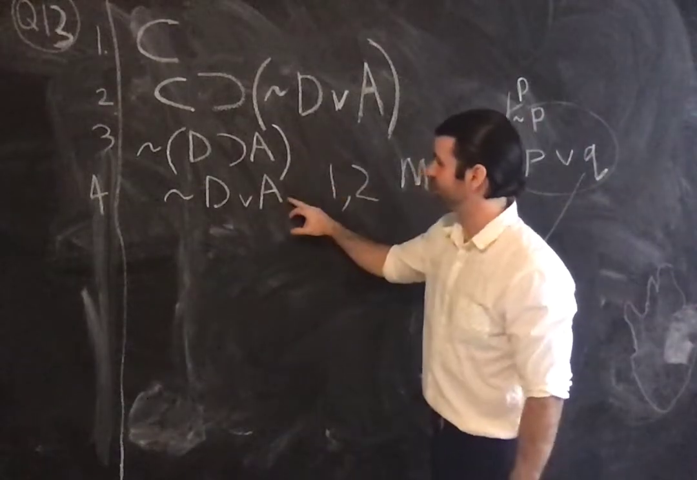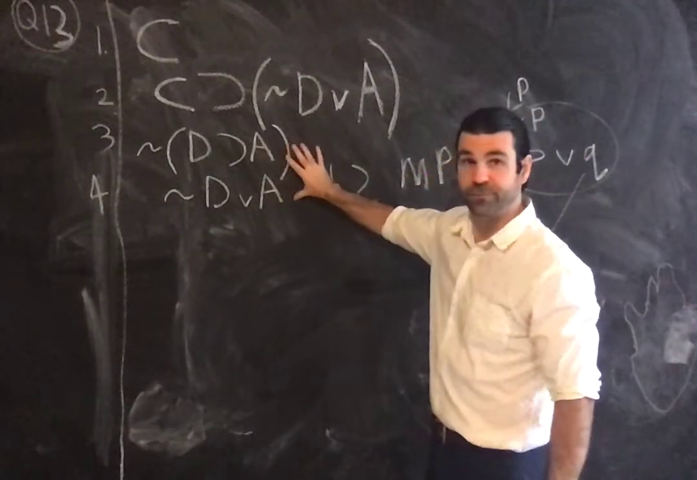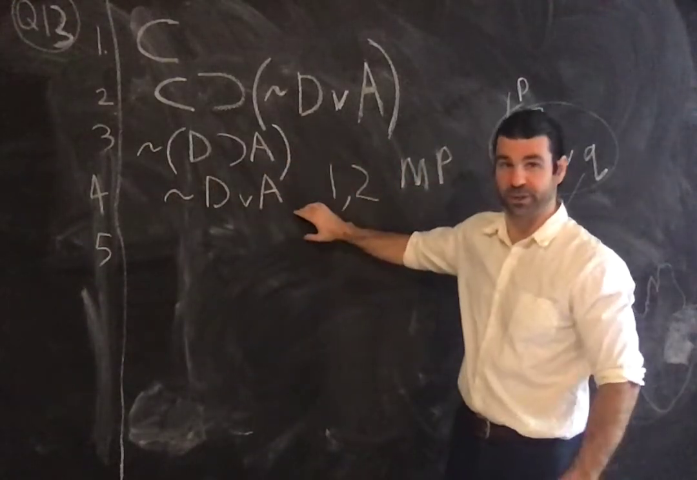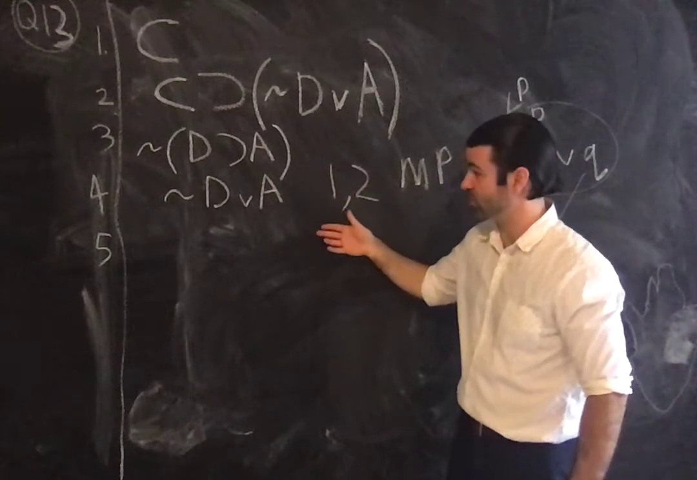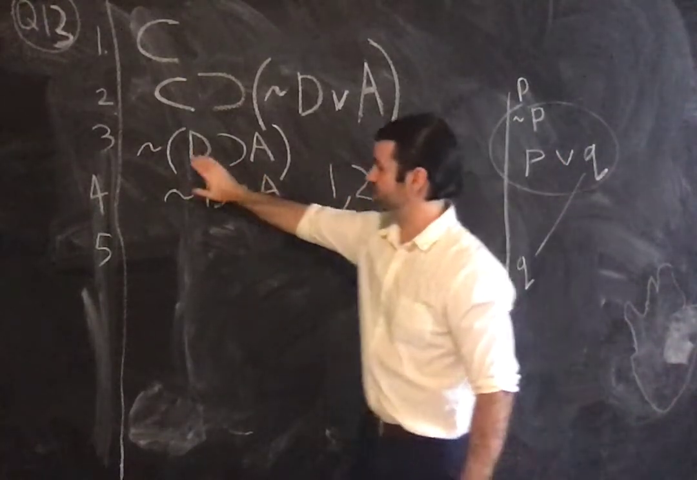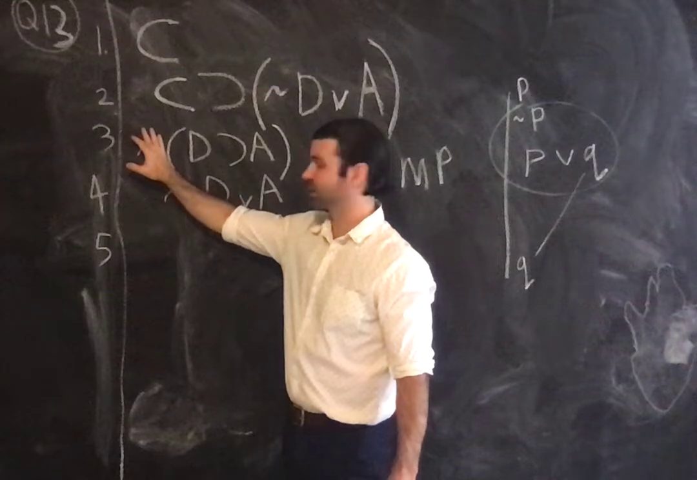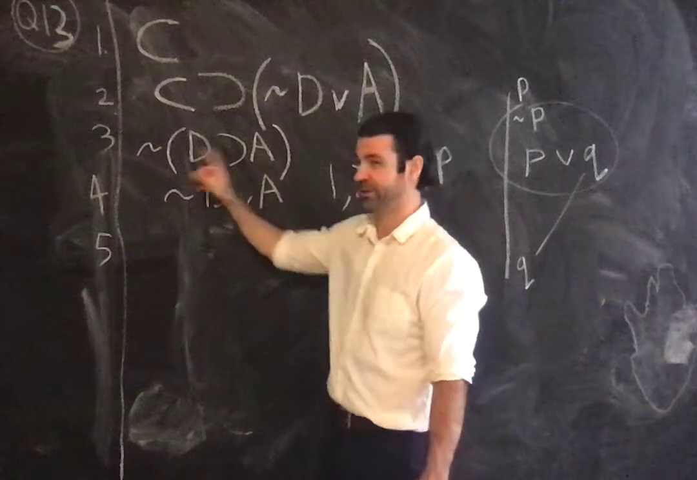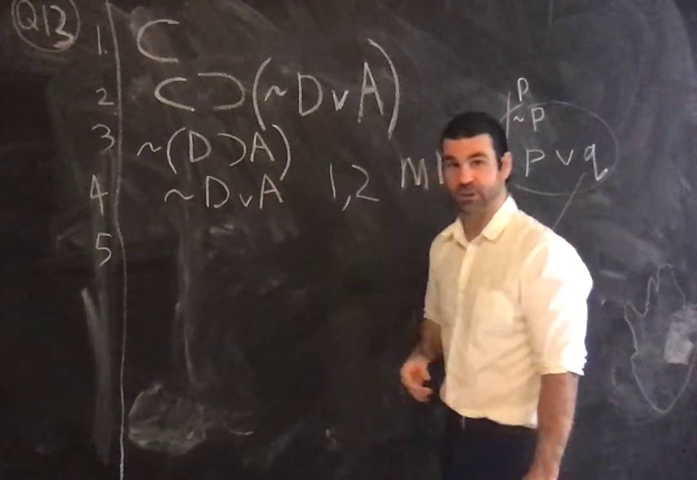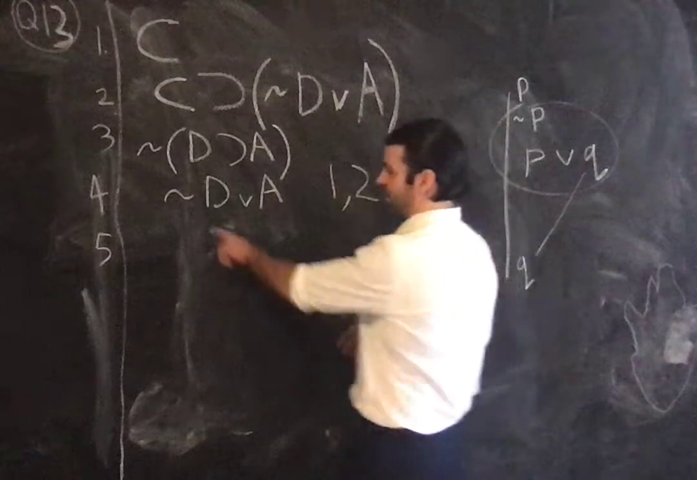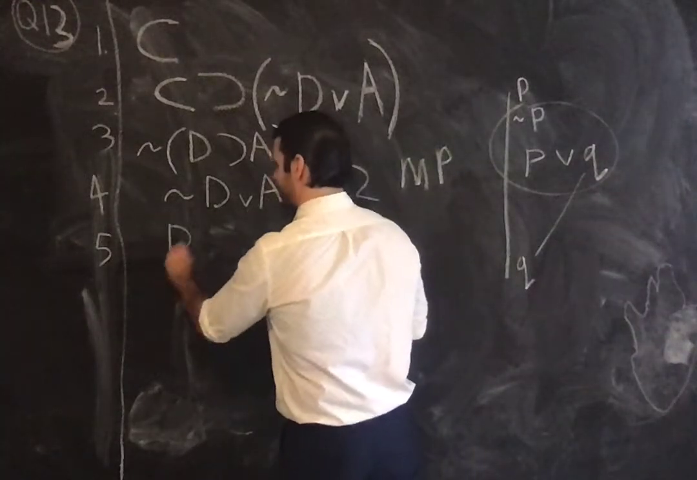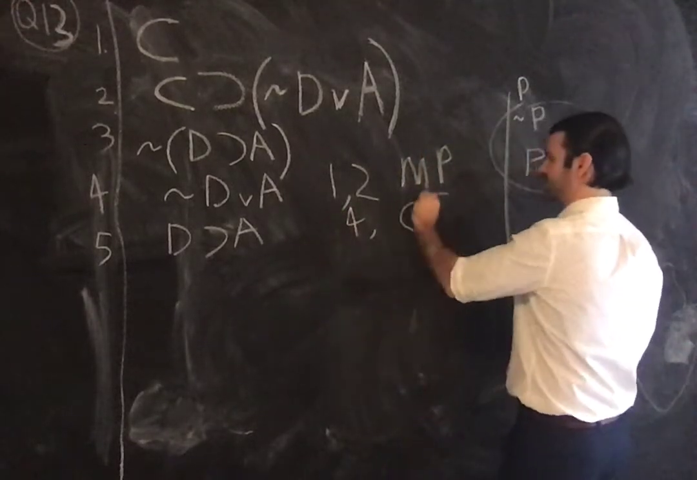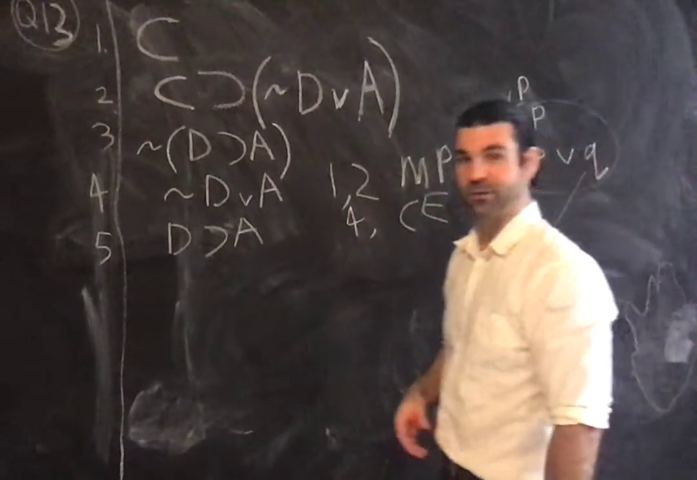Okay, if you look at 3 and 4, you will notice that this is your P and not P, if you just transform one or the other. You could do a conditional exchange on the subformula on 3 to get not D or A inside the brackets, so you would have precisely this negated, and then you'd have two formulas in the form of P and not P. But I might just do conditional exchange on 4 by itself. 4 CE.